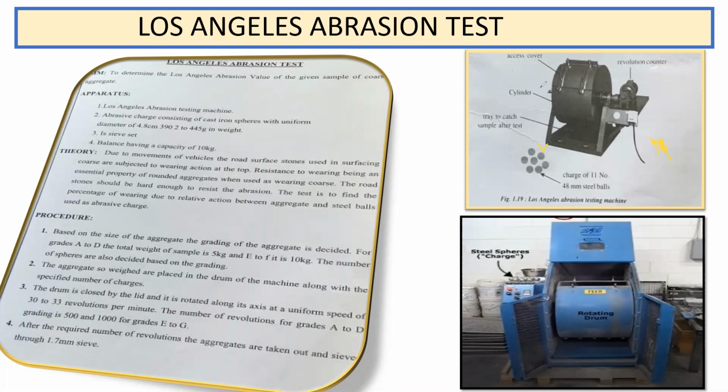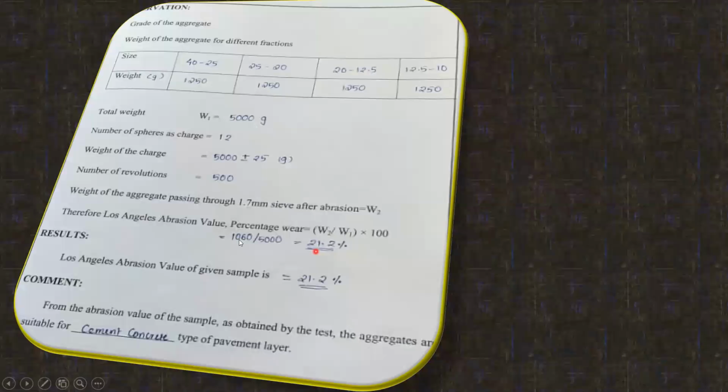So once you take out all the aggregates from here, you sieve them through the 1.7 mm sieve, and whatever fine particles pass through the 1.7 mm sieve, you need to weigh. Whatever weight you get, you write it as W2, and the same I have written here. So W2 comes out to be 1060 grams divided by W1. W1 is the original weight, which you have taken as 5000. If you do this, your answer is 21.2%. So the Los Angeles abrasion value for the given sample is 21.2%.